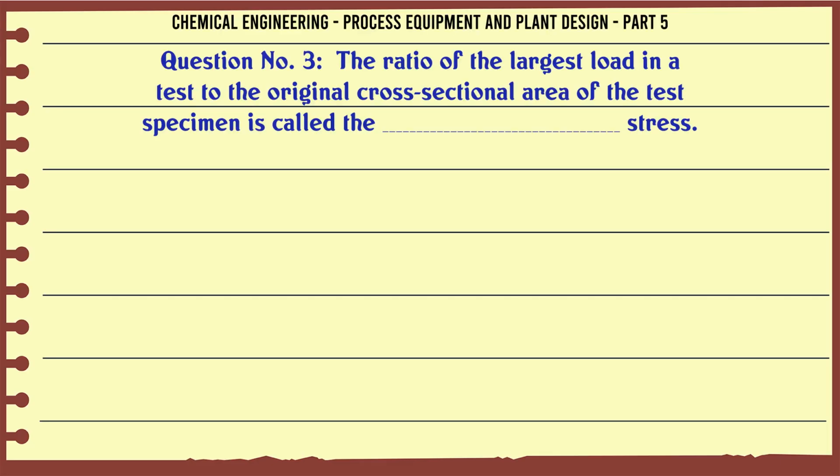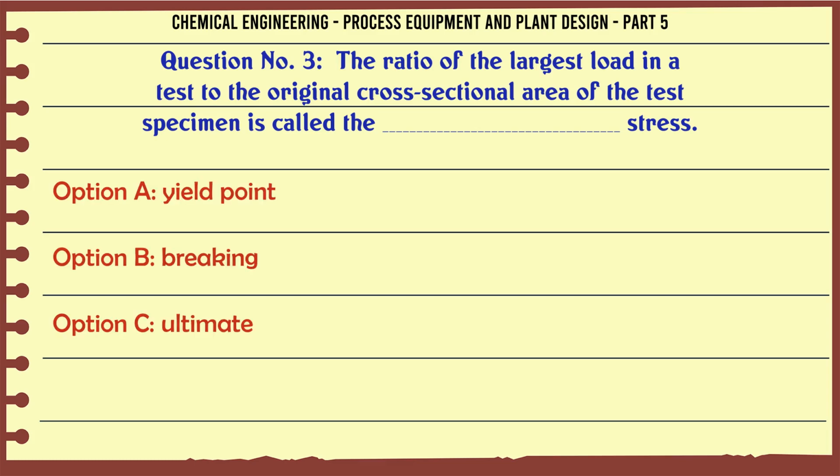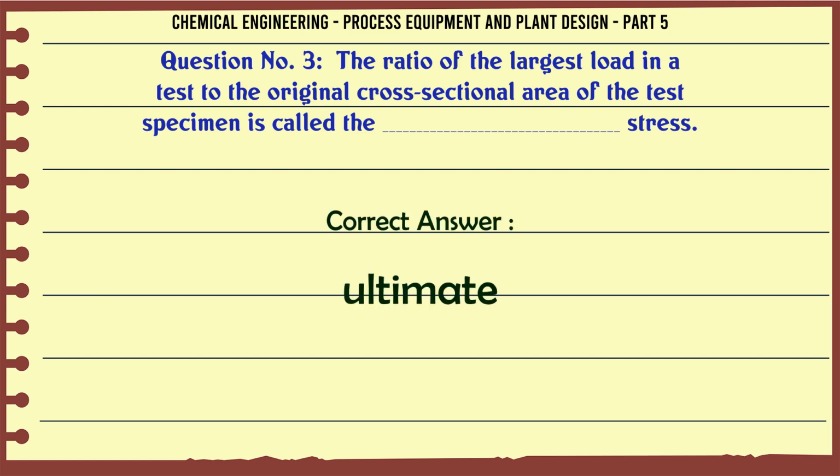The ratio of the largest load in a test to the original cross-sectional area of the test specimen is called the stress. A. yield point, B. breaking, C. ultimate, D. none of these. The correct answer is ultimate.